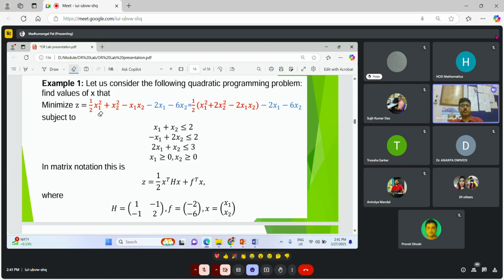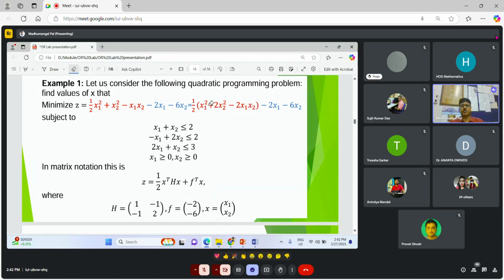So here we consider one quadratic programming problem. See that: minimize J equal to half (x1 square plus x2 square minus x1 x2). So this portion, this red-marked portion, is nothing but your homogeneous quadratic form. This expression can be written as half x transpose H x. And the blue portion, minus 2x1 minus 6x2, is nothing but the linear portion, and that one is represented by f transpose x.